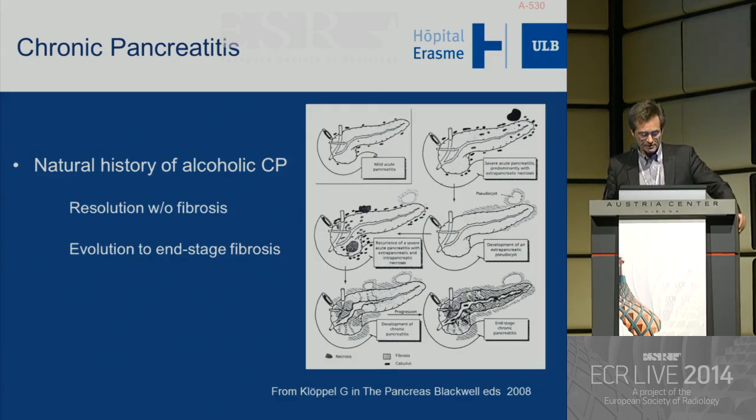The natural history of alcoholic chronic pancreatitis has already been defined many years ago. You may have patients that, after a first attack of acute pancreatitis driven by oxidative stress or alcoholic injury, may evolve progressively to the end stages of chronic pancreatitis with a huge amount of fibrosis, calcifications, ductal involvement, irregularities, obstruction, or in many other cases, these patients may resolve spontaneously.